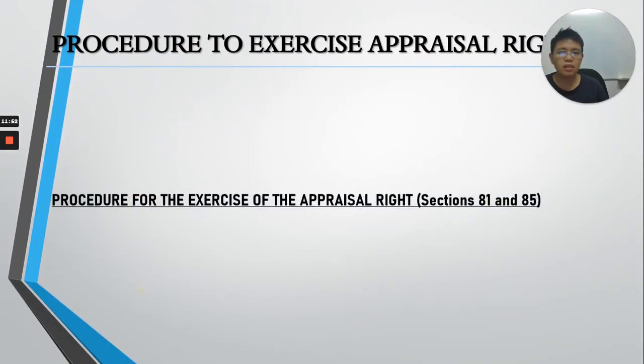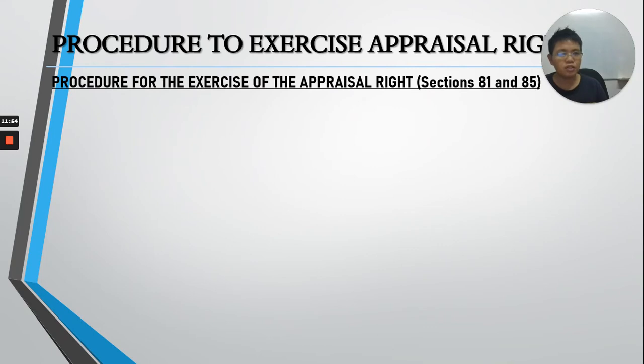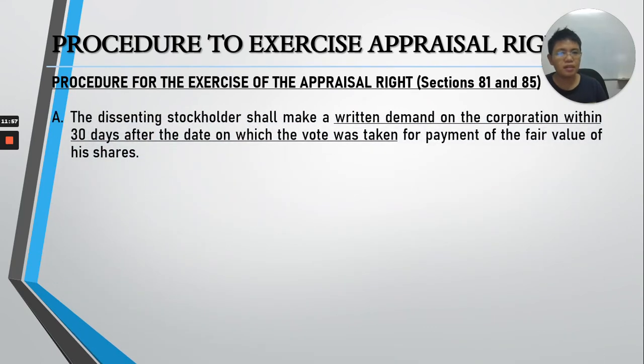So, anyway, what else? Procedure for the exercise of appraisal right. Again, the dissenting stockholder will make a written demand on the corporation within 30 days after the date on which the vote was taken for payment of the fair value of his shares. Shortcut, exercise your appraisal right within 30 days from the date when the vote was taken, date of the meeting.